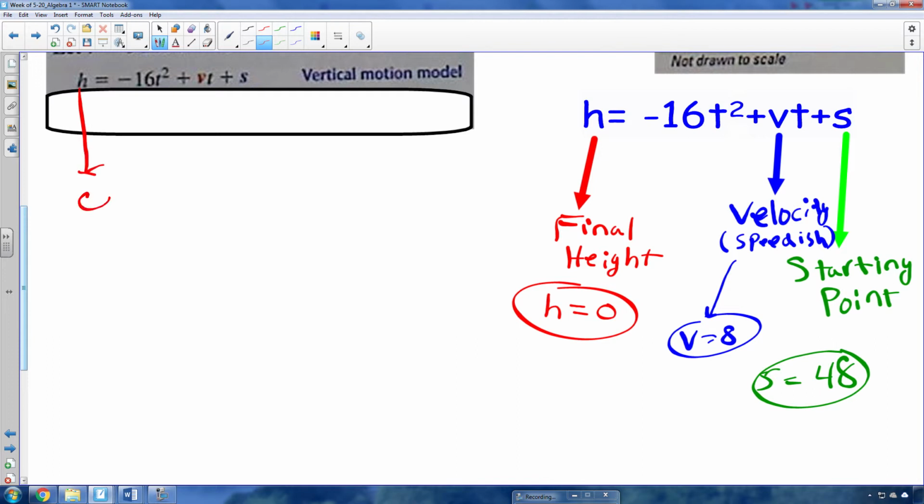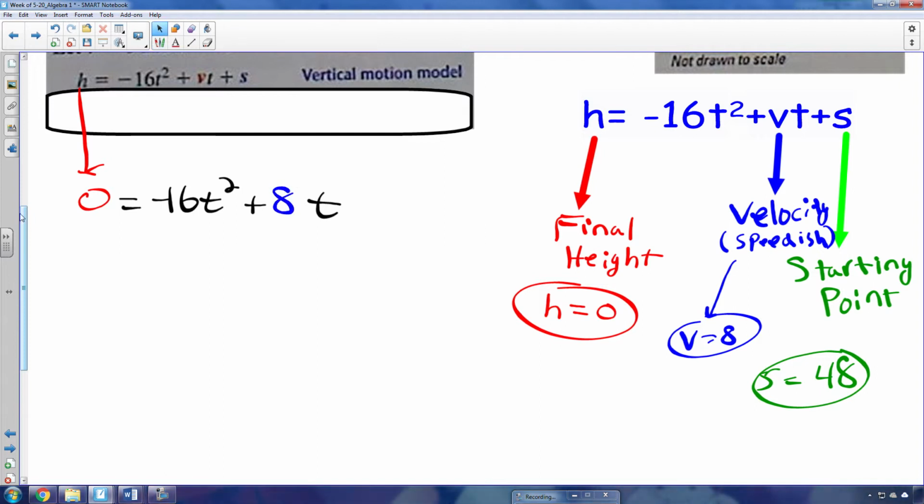Final height is 0. We don't know this, but we do know the velocity that he's going at is 8. So that's from over here, 8t. And we do know that the starting point that he was at was 48. So after all of that work is done, there's a lot of work obviously involved in thinking about what's what. But now that that's all done, we are good to go.